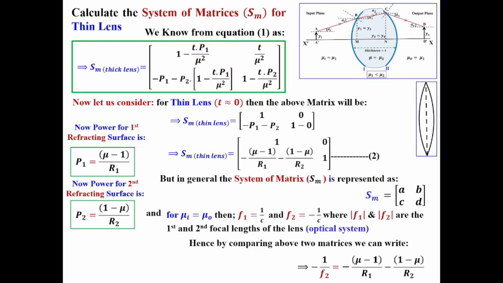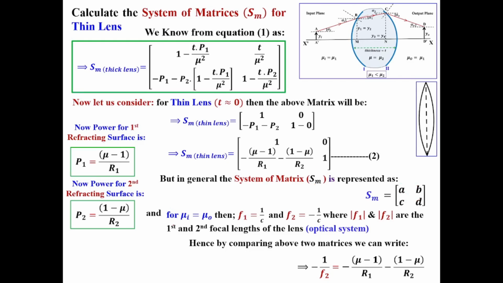Okay, and we know that p1 equals (mu minus 1) by r1, and for the second refracting surface the power is (1 minus mu) by r2. Just substitute over here. Let this be equation number 2, and this equation number 2 represents in general the system matrix of a thin lens. But in general, the system matrix of any optical system is represented by what? It is represented by A, B, C, D.